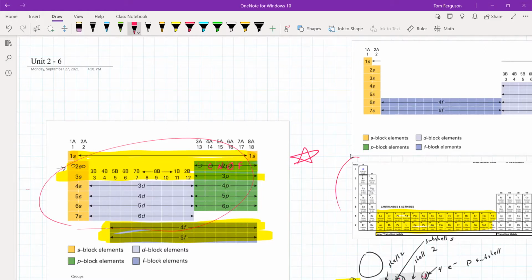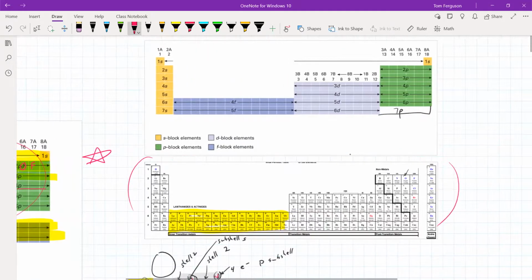Notice period 4 starts off with 4s, just like up above. However, notice the gray Ds are not 4 level, they're 3 level. And then over here, it jumps back up to 4 level Ps. Okay, so it goes 4 to 3 to 4. Shell 5 would be 5, 4, 5.